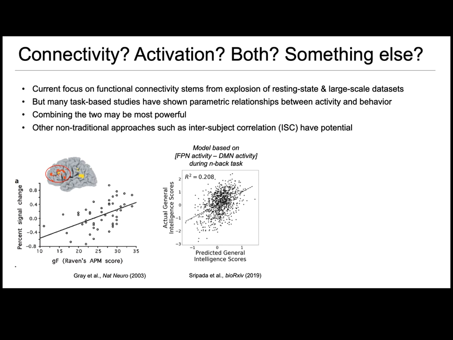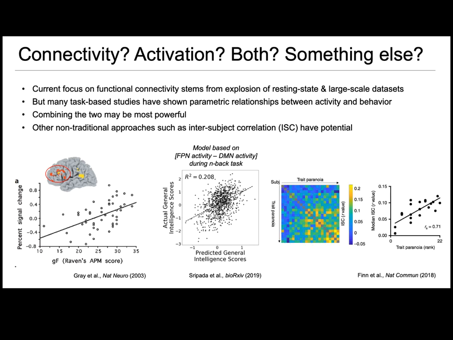And then there's other more non-traditional approaches, such as inter-subject correlation. So this is most typically applied to a naturalistic paradigm, like I was talking about with the movies and things like that.